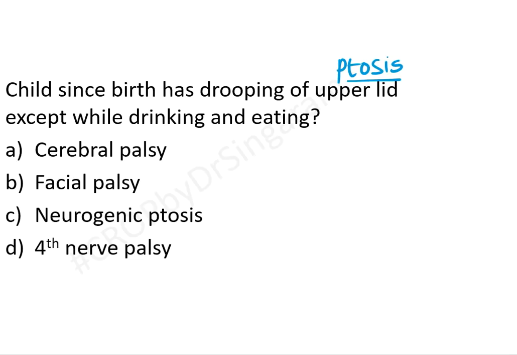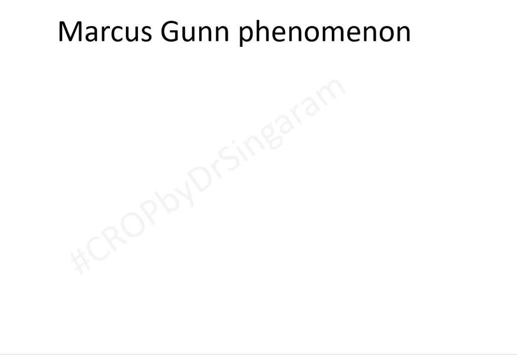What is the condition? First I'll tell you the answer, then I'll go to the description. The answer is neurogenic ptosis. It's actually called congenital neurogenic ptosis, and this phenomenon of ptosis improving while the child is drinking and eating is called the Marcus-Gunn phenomenon. It's actually a part of neurogenic congenital ptosis.